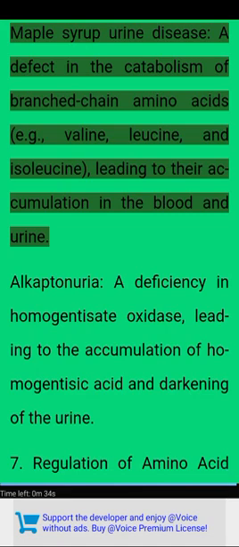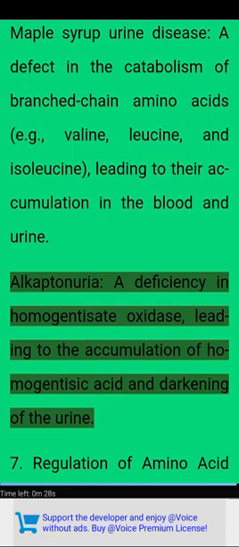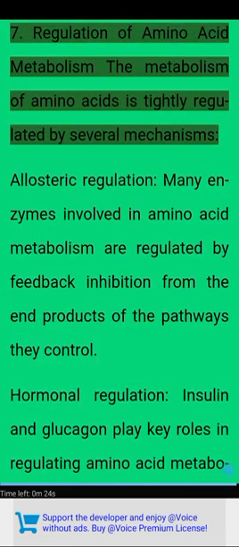Maple syrup urine disease, a defect in the catabolism of branched-chain amino acids, e.g., valine, leucine, and isoleucine, leading to their accumulation in the blood and urine. Alkaptonuria, a deficiency in homogentisate oxidase, leading to the accumulation of homogentisic acid and darkening of the urine. 7. Regulation of amino acid metabolism.